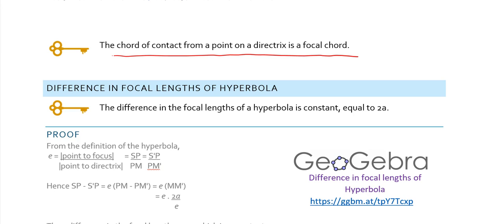If we were told that the chord of contact was a focal chord, then we could show that the two tangents must intersect on the directrix. So exactly the same method as previously.